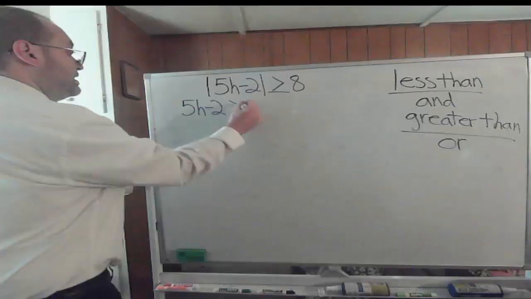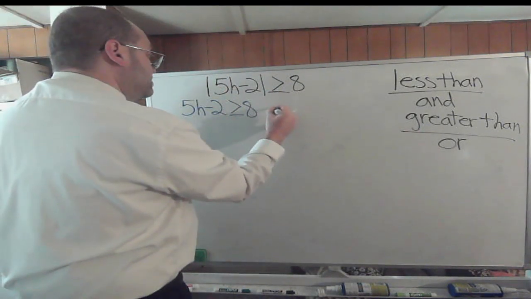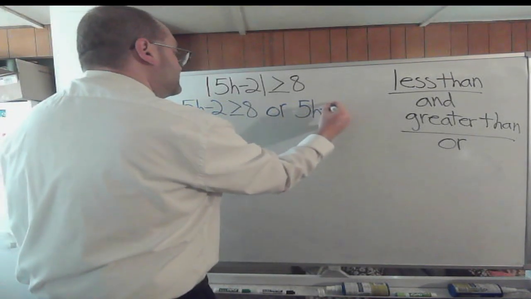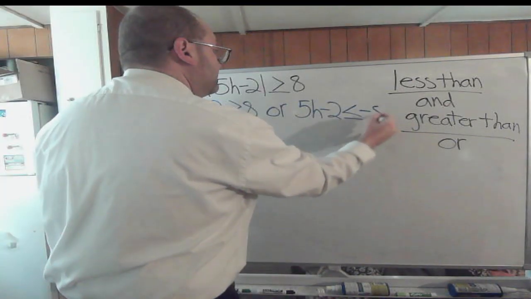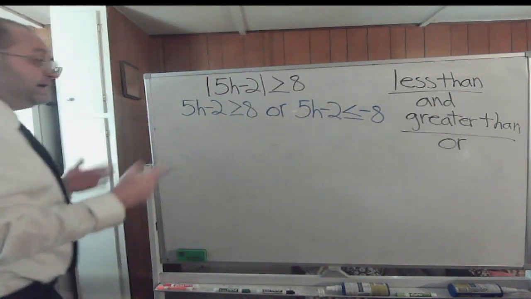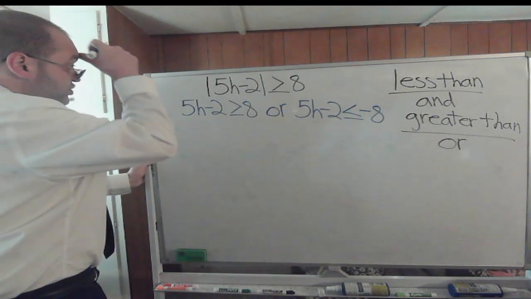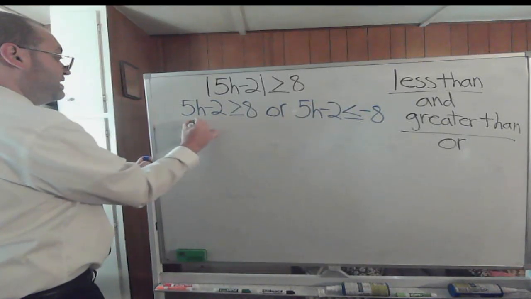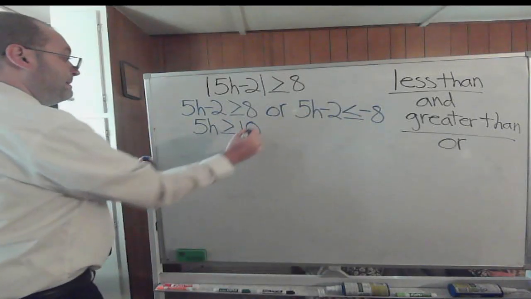That's going to stay. But greater than, so it's going to be or 5h minus 2 is less than or equal to negative 8. That's what you would get next. Now you just solve these two inequalities. You'll have 5h minus 2 is greater than or equal to 8. Well, that would just give you 5h is greater than or equal to 10.